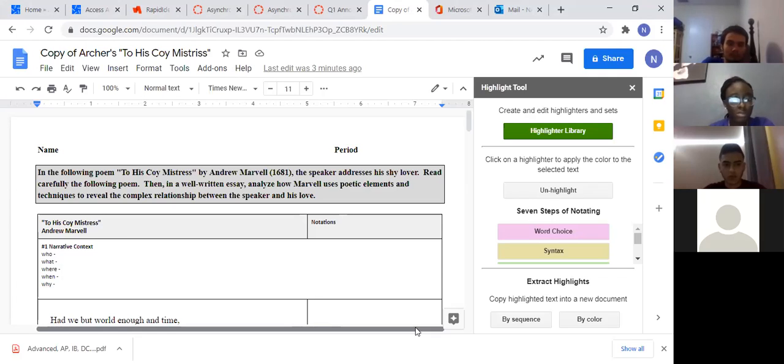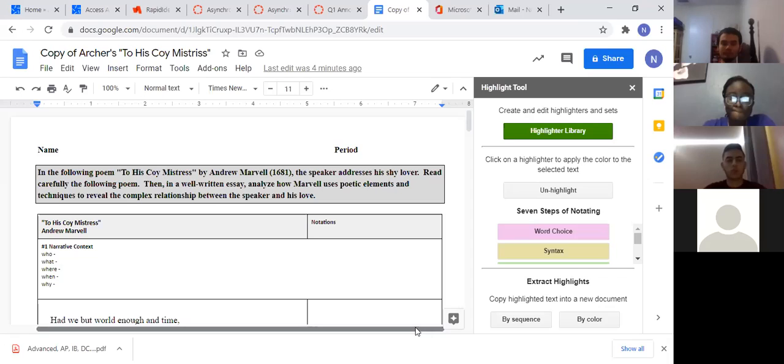In the following poem, To His Coy Mistress by Andrew Marvell, the speaker addresses his shy lover. Read carefully the following poem, then in a well-written essay, analyze how Marvell uses poetic elements and techniques to reveal the complex relationship between the speaker and his love.